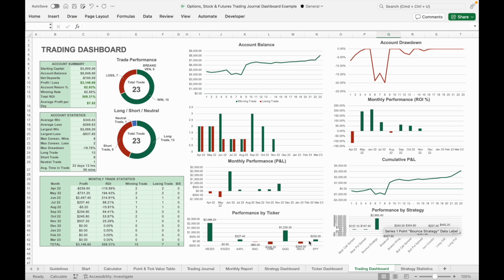Hi everyone, in today's video, I'm excited to share with you a trading journal designed for those who trade options, stocks, and futures within the same account. I often receive requests from traders for a journal that can track all these three types of trades, and I'm pleased to introduce this improved version of my existing options and stock trading journal.